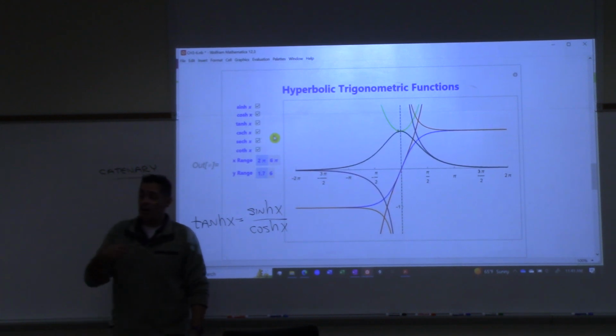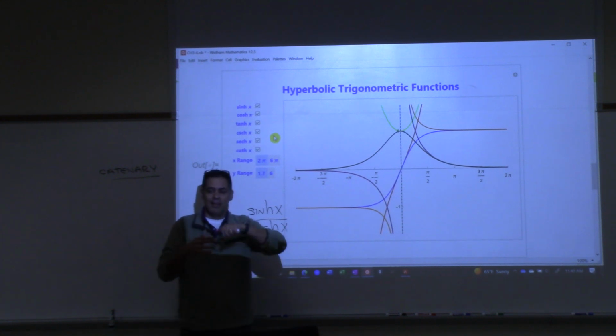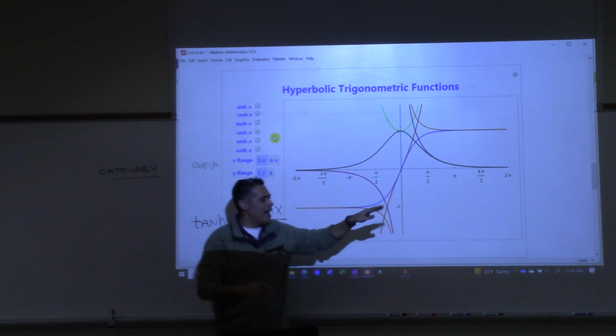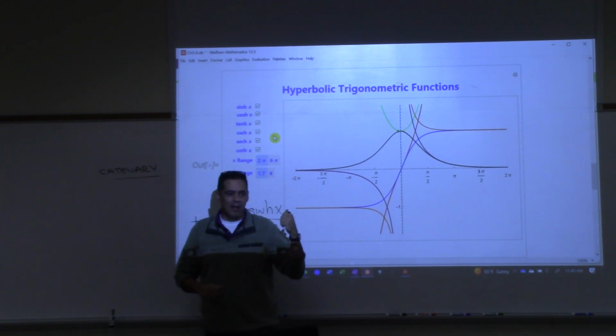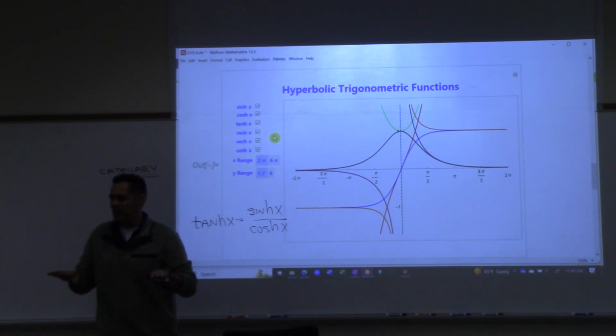They're weird, right? The whole point of this is that when you look at all these together, remember our sine and cosine? Sine and cosine looked the same, didn't they? Pre-cal. Sine and cosine looked the same. They were just phase shifts. Here, hyperbolic sine and hyperbolic cosine do not look the same.